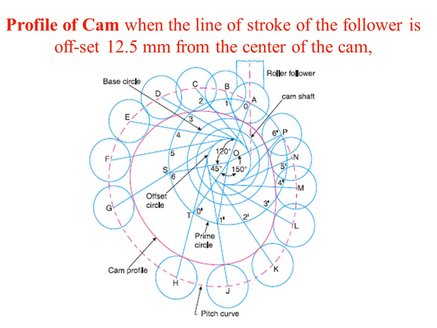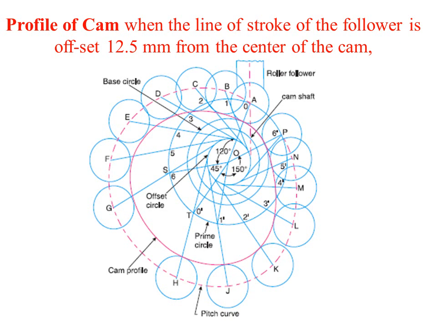Once that has been done, next we need to transfer the outstroke, dwell, return stroke and dwell as mentioned in the problem, the values. So taking OA as the base, mark 120 degree, that is the outstroke, then 45 degree dwell, again 150 degree, that is the return stroke, and the remaining, of course, is again 45 degree dwell. Now divide the outstroke and the return stroke into an equal number of even parts, the same as we have done in the displacement diagram, that is 6.